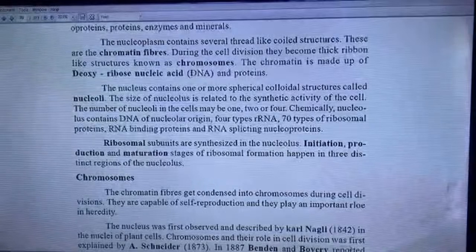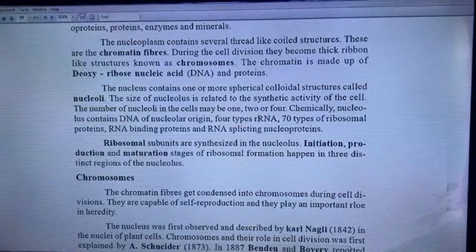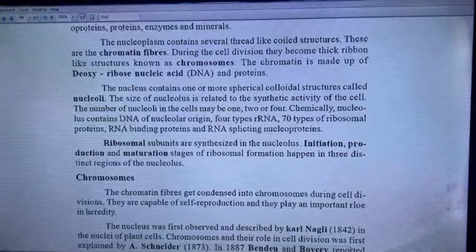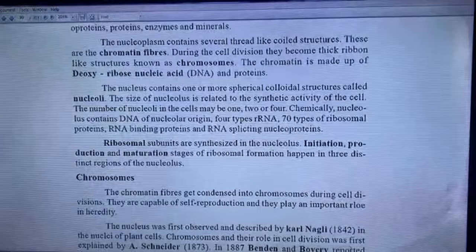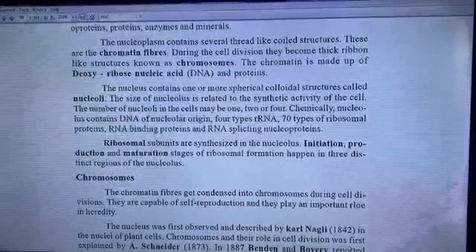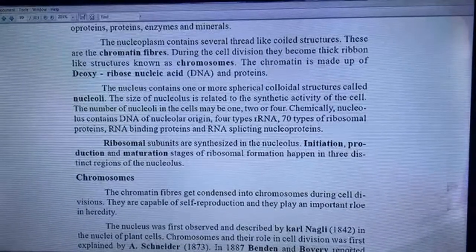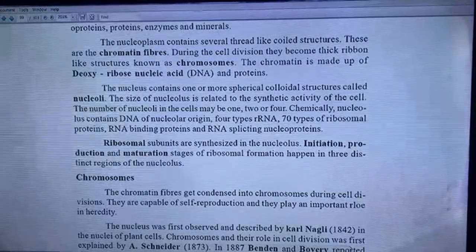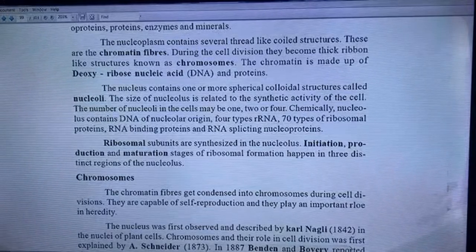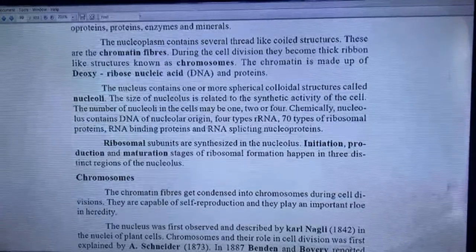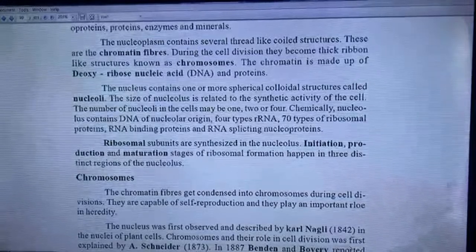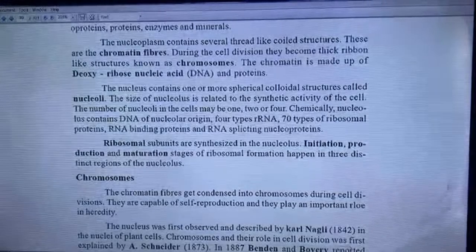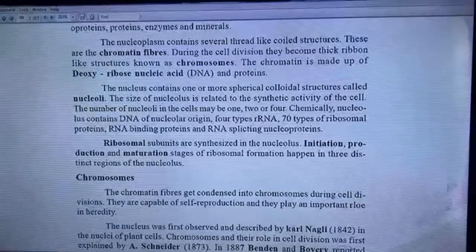Chemically, the nucleolus contains DNA of nucleolar origin, 4 types of RNA, 70 types of ribosomal proteins, RNA binding proteins, and RNA splicing nucleoproteins. Ribosomal subunits are synthesized in the nucleolus. Initiation, production, and maturation stages of ribosomal formation happen in three distinct regions of the nucleolus. Chromosomes. The chromatin fibers get condensed into chromosomes.